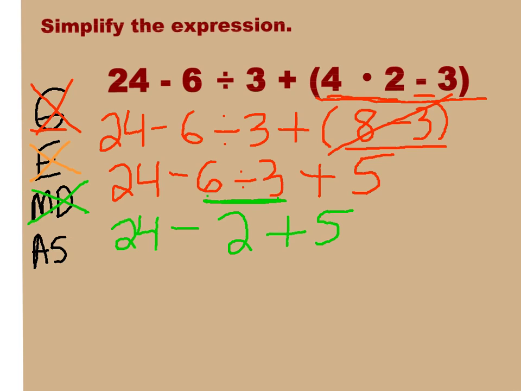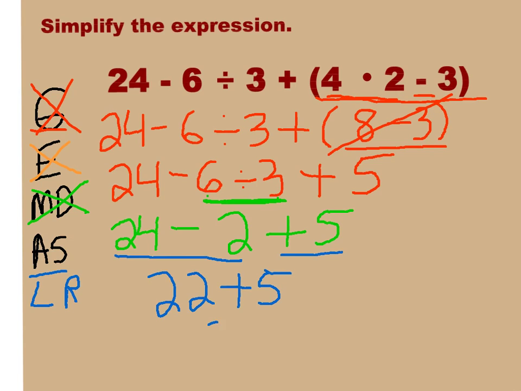Lastly, we have add or subtract. So remember what I said, just because the A appears first in GEMDAS does not mean that we always add first. You subtract first before you add sometimes. It's all left to right. So we have 24 minus 2 and then plus 5. We're going to do the subtraction first this time. 24 minus 2 is 22, and then we'll add the 5 last. So we get an answer of 27. And always remember to circle your final answer.